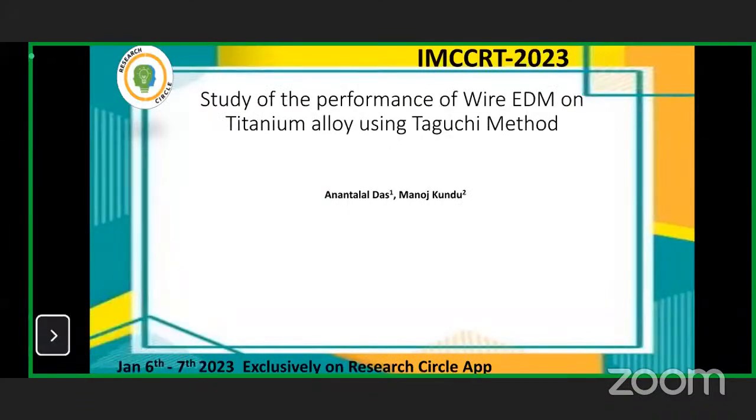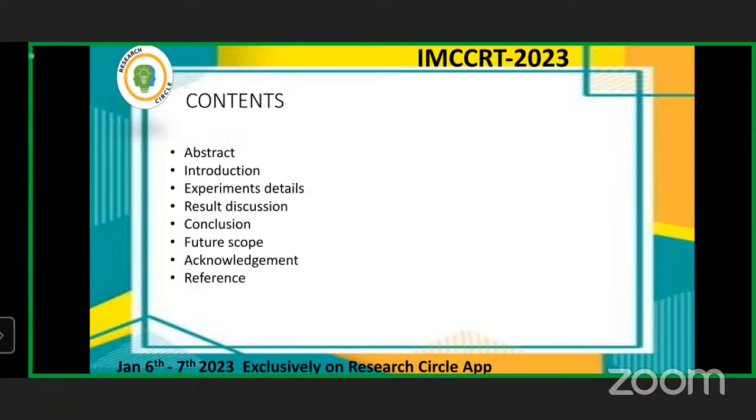Hello, sir. My name is Anantalal Das, and my project is a study of the performance of wire EDM on titanium alloy using the Taguchi method. Manoj Kundu and I are the authors of the project. The contents include abstract, introduction, experimental details, result and discussion, conclusion, future scope, acknowledgement, and reference.